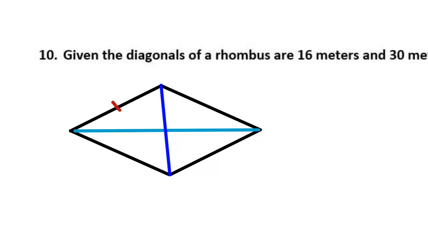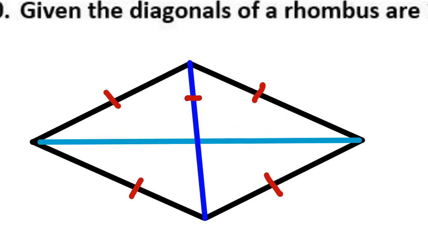Because it's a rhombus, I know these sides are all congruent. Because a rhombus is a special type of parallelogram, I know that my diagonals are being bisected. And I know that right here where the diagonals are crossing each other, it's forming four right angles.